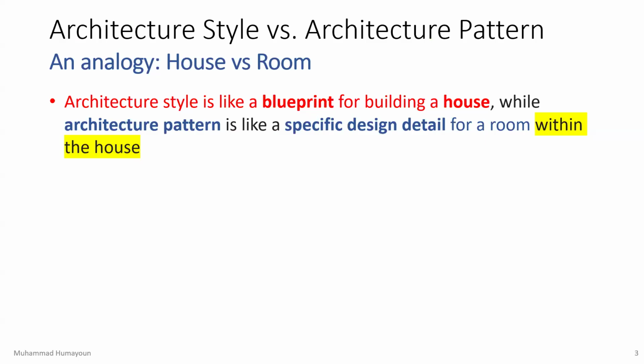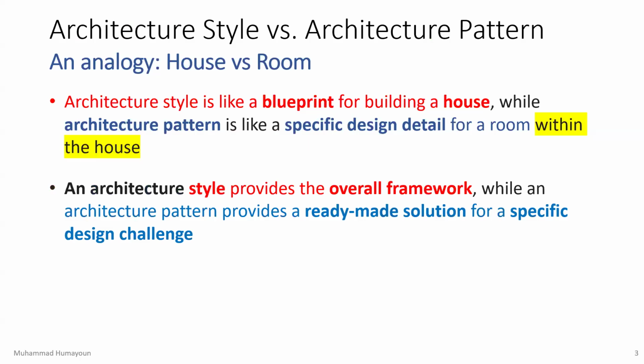We can also try to understand it through the analogy of house versus room. Architecture style is like a blueprint for building a house, whereas an architectural pattern is the specific design details of a room within the house that you are building. So architectural style provides the overall framework, whereas an architectural pattern provides a more ready-made solution for a specific design challenge.